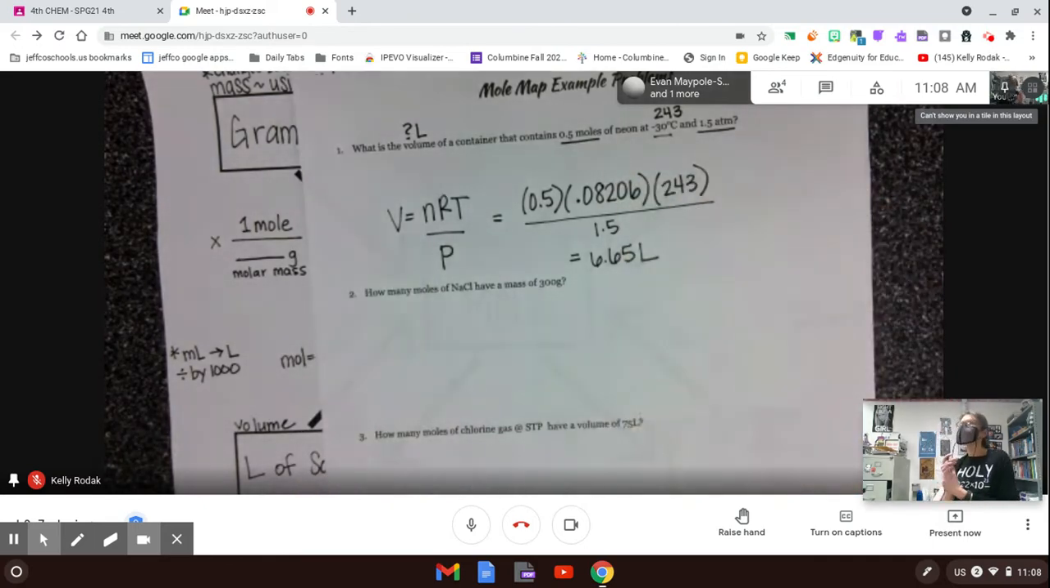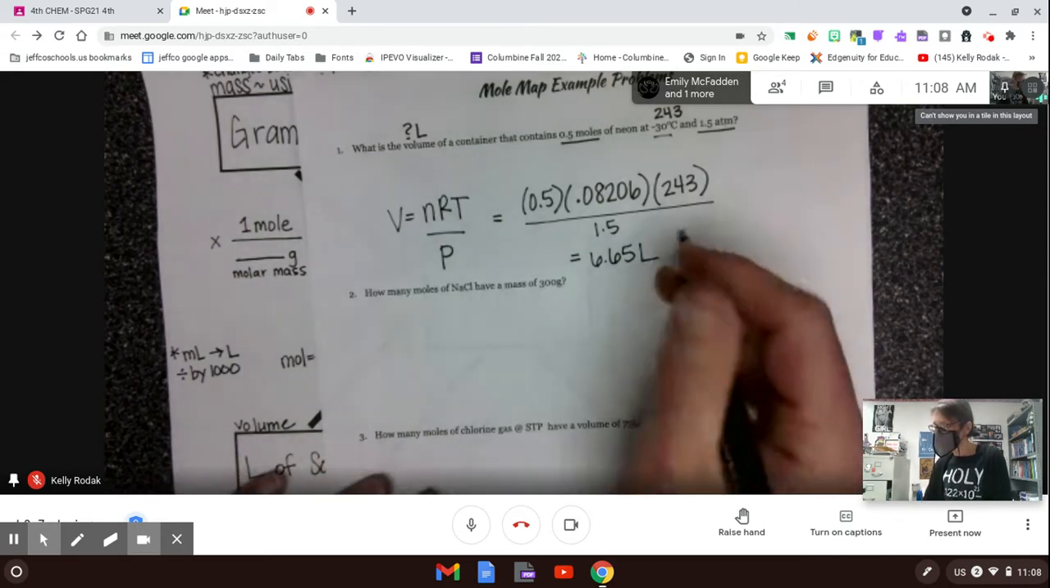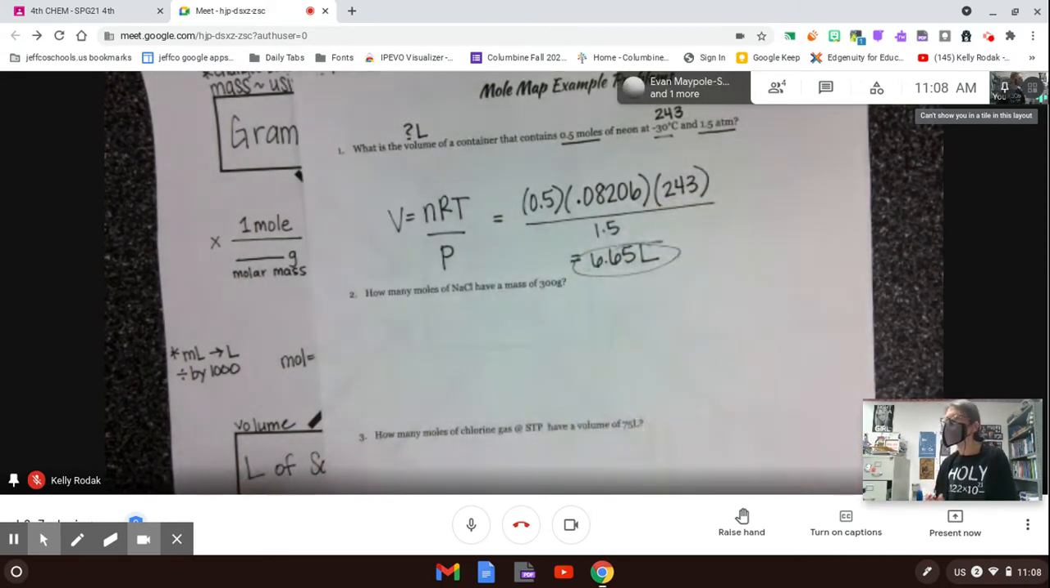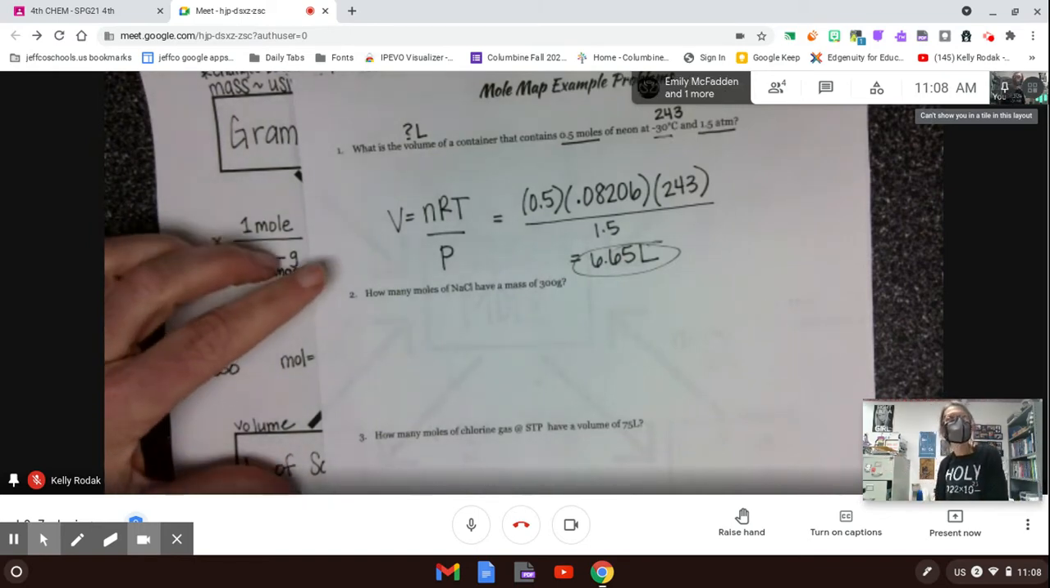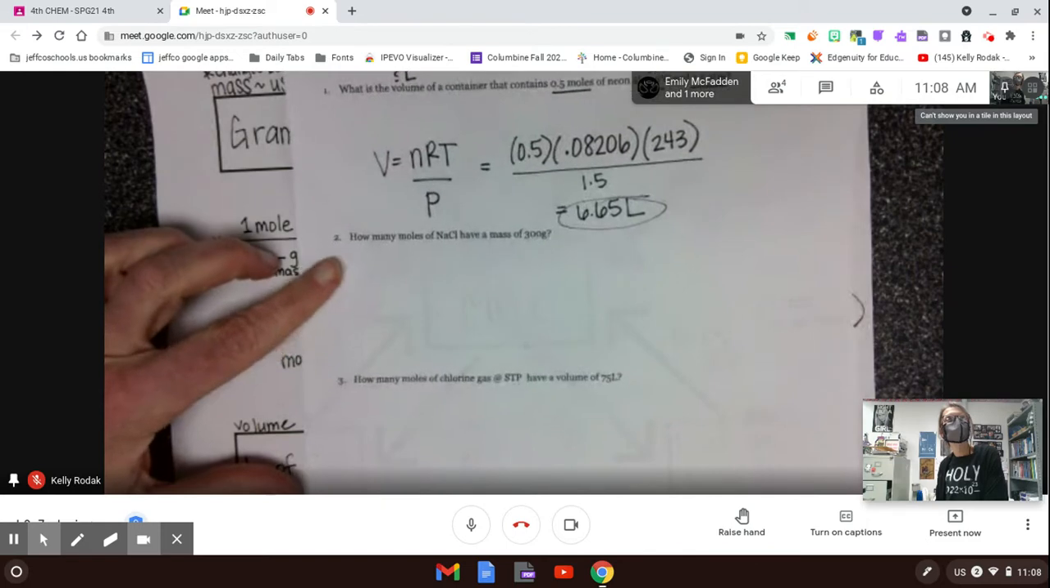Now, here's a habit that I would love for you to get into, and mainly it's for me. If you could circle your answer or put a box around it or highlight it or draw a heart around it or something so it stands out, that would be amazing, right? But that's mainly more for me than you. That way I don't have to hunt and peck and guess what you want your answer to be. Okay? Easy, right?